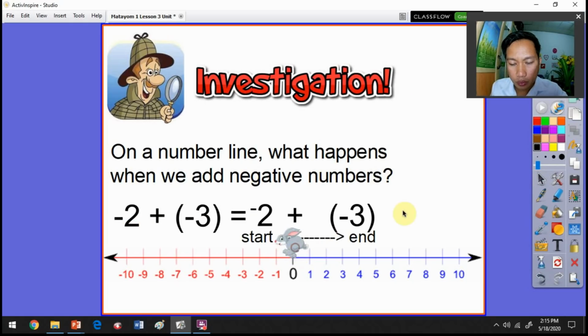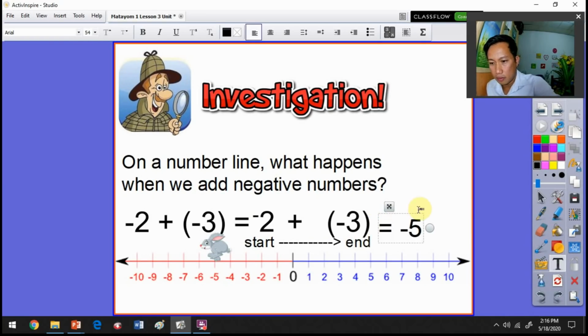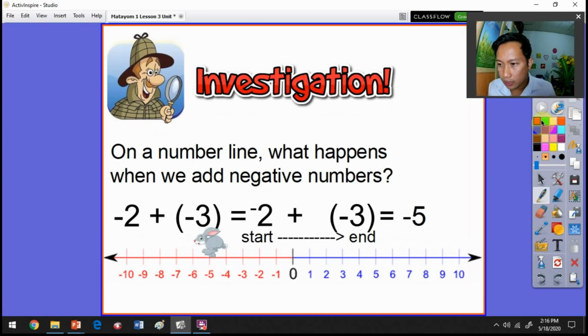Now starting from 0, we move 2 times to the negative. Okay, 2 times to the left because we have a negative 2. Now we add negative 3. Negative 3 is also a negative number. It means to say we have to move to the left as well. 1, 2, 3. Negative 2 plus negative 3 is equal to negative 5. As you notice, it's the same pattern as our positive numbers.